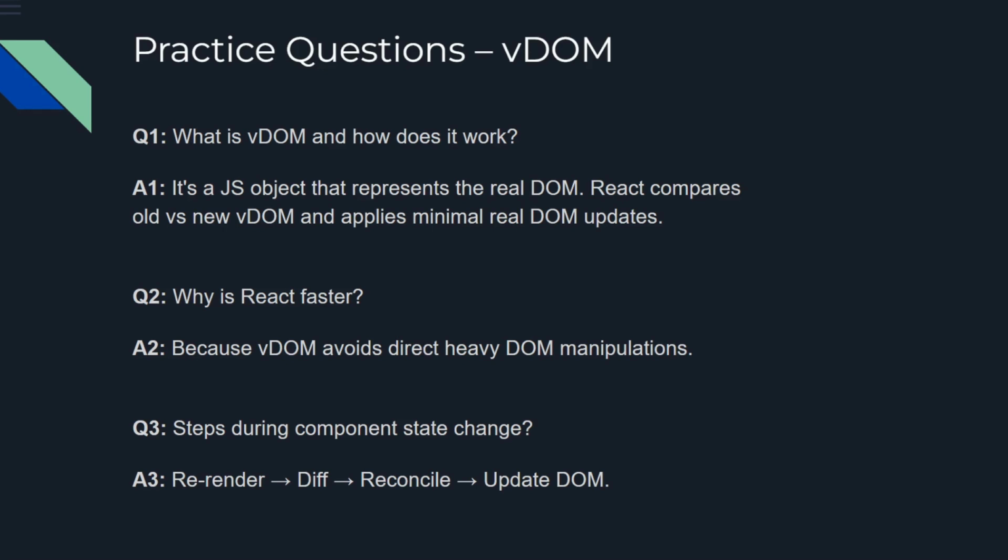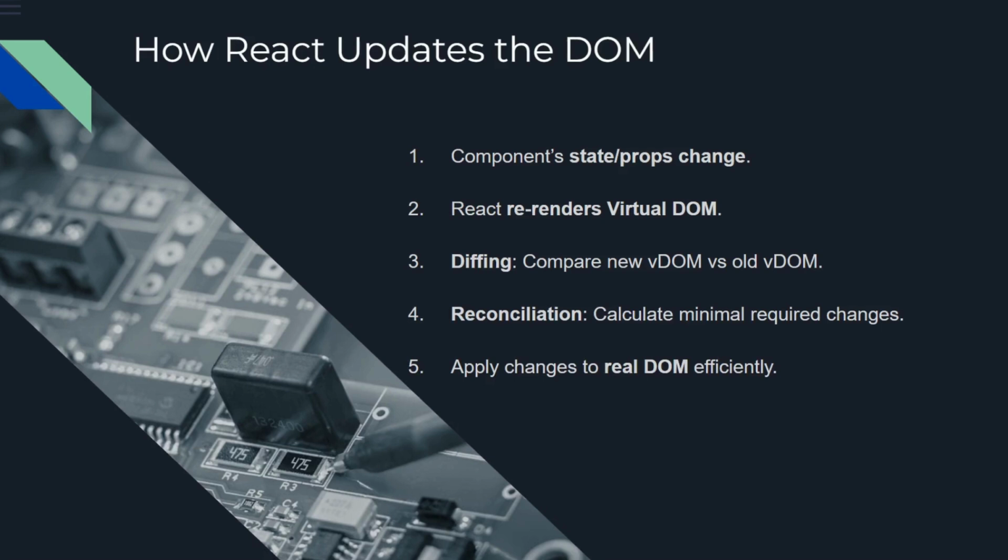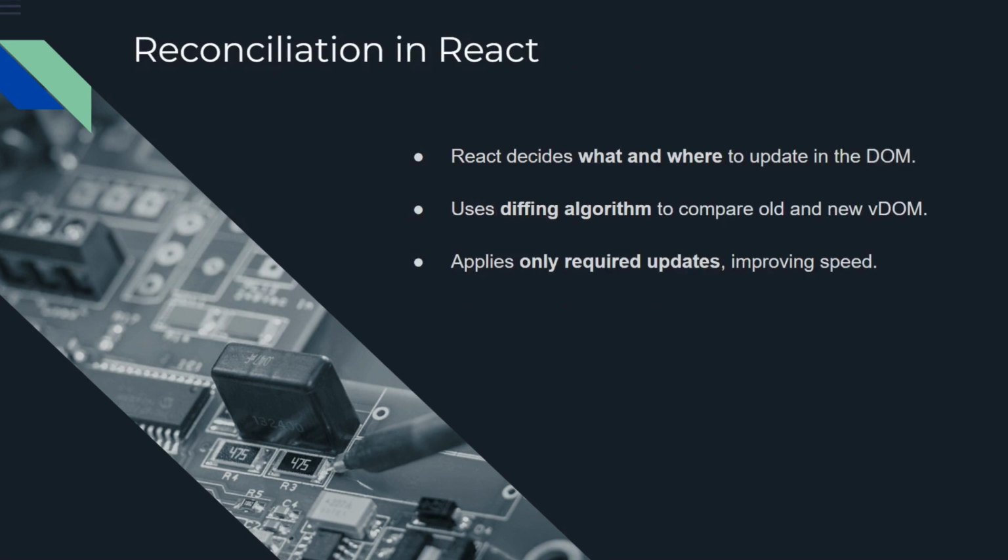Now, the steps during a component state change. It re-renders, goes to the diffing algorithm, reconciles, and then updates the DOM. So those are some basic steps present during a state change, prop change or component change. Now, how does React update the DOM? As we have learned about this, let's go on to the reconciliation process.